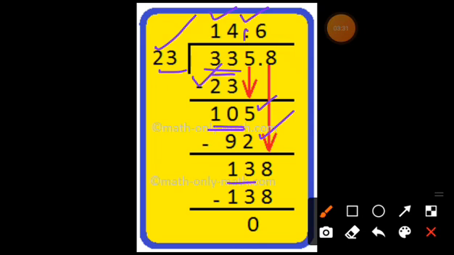Now children, you put the decimal point here and then bring this 8 down here, because this 8 is present in the decimal part. So that means whenever you are bringing the number from the decimal part, you will have to put the decimal point. So you are getting 138 after bringing down 8. And you are writing 23 into 6, that is 138. After that remainder is 0. So your answer will be, that is the quotient, 14.6.